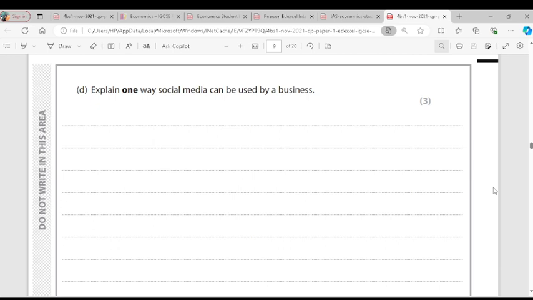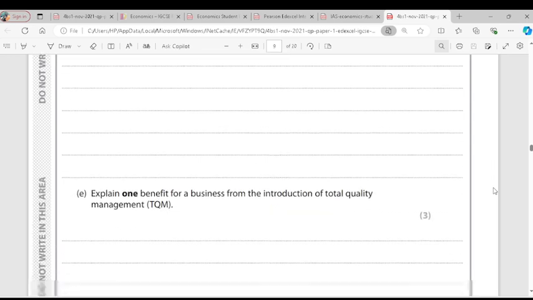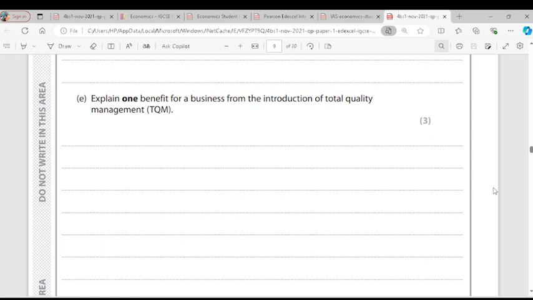Yes. That's 2D. We have E. Are you with me, please? Yes, Mr. Explain one benefit for a business from the introduction of total quality management, TQM.